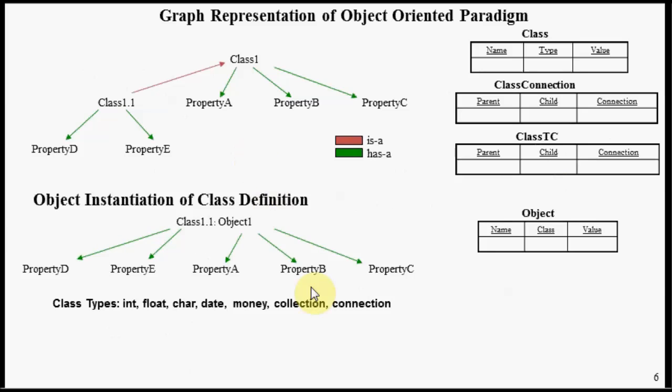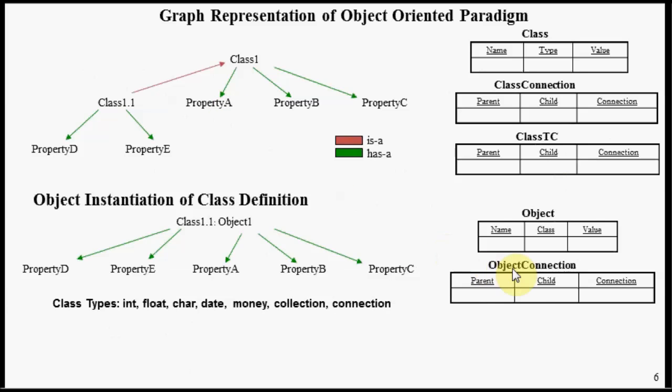Let's look at the tables needed to support our object graph here. We have a table called object, which represents the nodes of our object graph here. Again, it is basically a name-value pair with a class column here representing the kind of class that we're instantiating, including the class properties. We also have an object connection table here, which represents the connections of our object graph. So it's a parent-child pair, again with connection type.